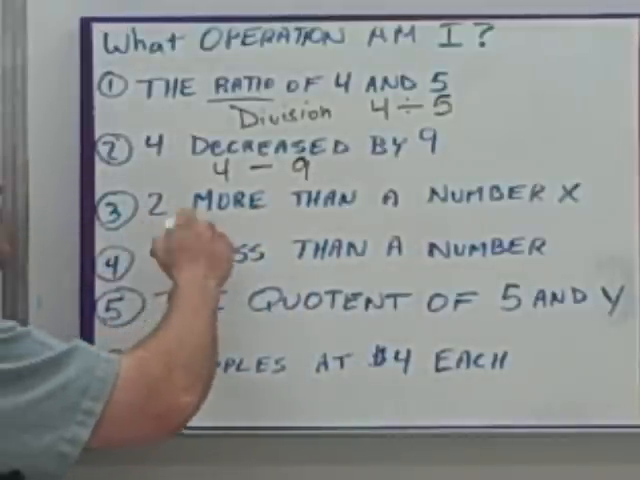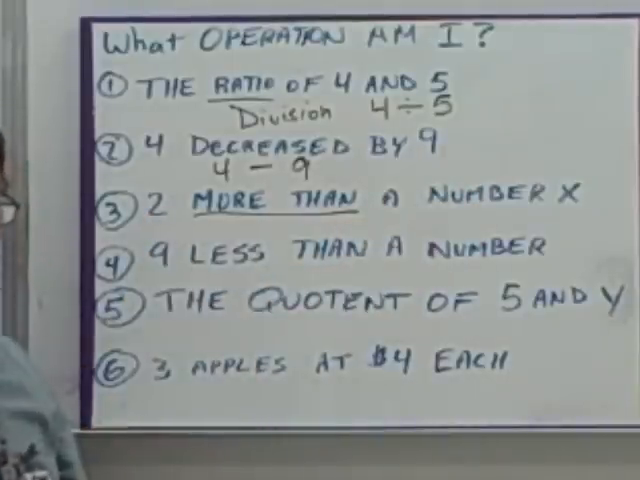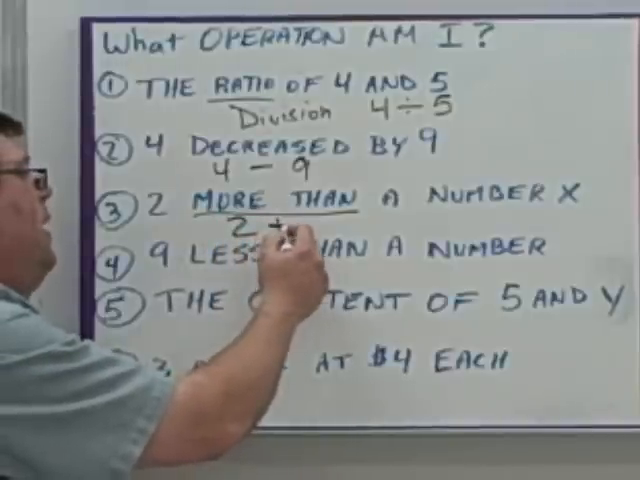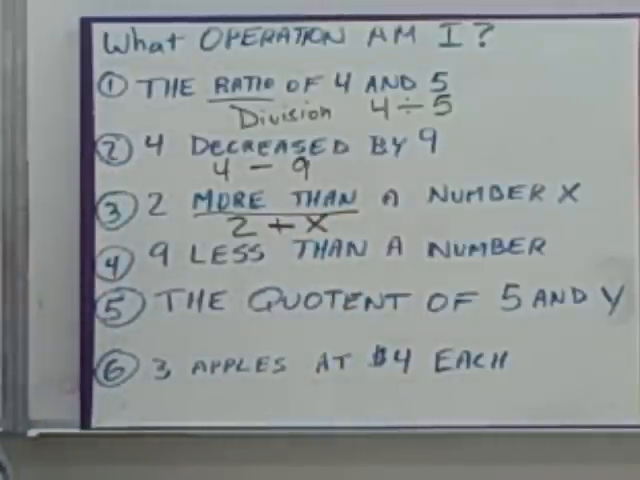Here we have 2 more than a number x. More than is a key word for adding. So we're going to do 2 plus a number x. Since it's a variable, we do 2 plus x.